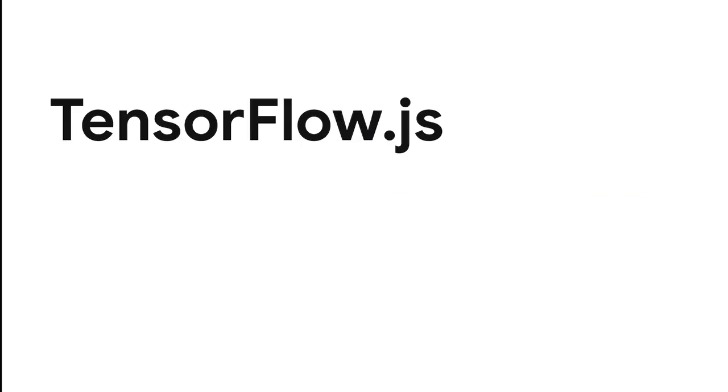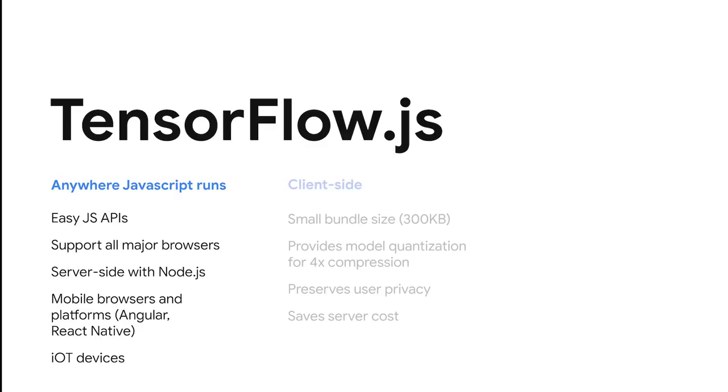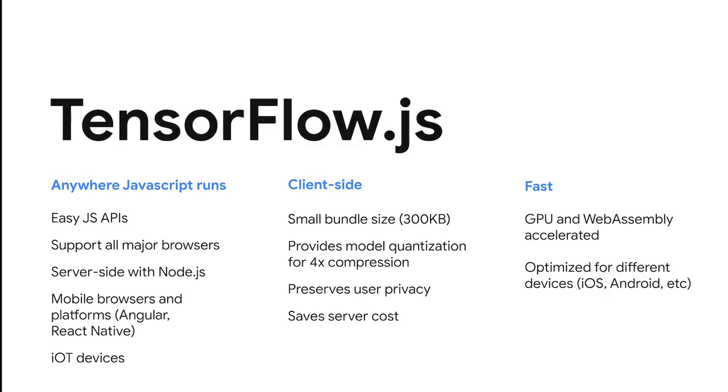Now, why use TFJS? TFJS works in any JavaScript environment, whether it be browsers, server-side with Node.js, mobile devices, or IoT. TFJS is optimized for client-side inference. It has small bundle sizes that are lightweight, and it also supports model quantization, which can reduce model size by up to 4x. There are many benefits to client-side inference. It both preserves user privacy and saves server cost. Finally, TFJS is fast. It can use client-side acceleration, such as GPUs or WebAssembly, to speed up inference, and it is specifically optimized for a variety of devices, including iOS and Android.